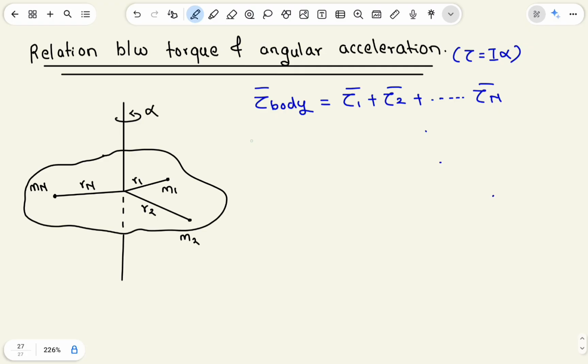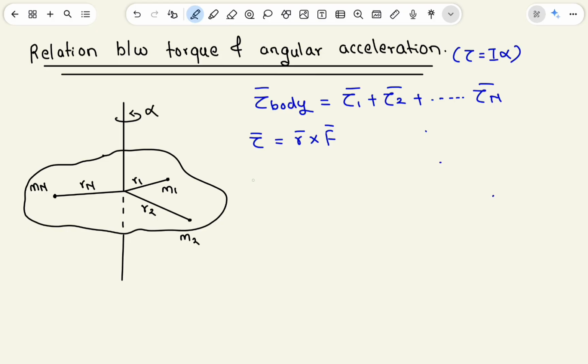Now, we know that for any particle, the torque acting on that particle is R bar cross F bar, where R bar is the position vector of the particle from the axis of rotation, and F bar is the force acting on the particle. R bars we can already see in the figure. For mass M1, R bar will be R1 bar. For M2, it will be R2 bar. For Mn, it will be Rn bar. The question that remains is, how do we get F bar? Basically, what is this F bar?